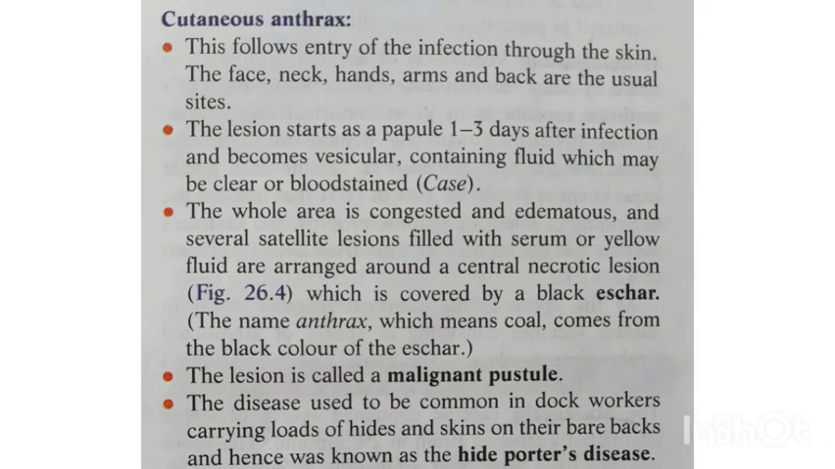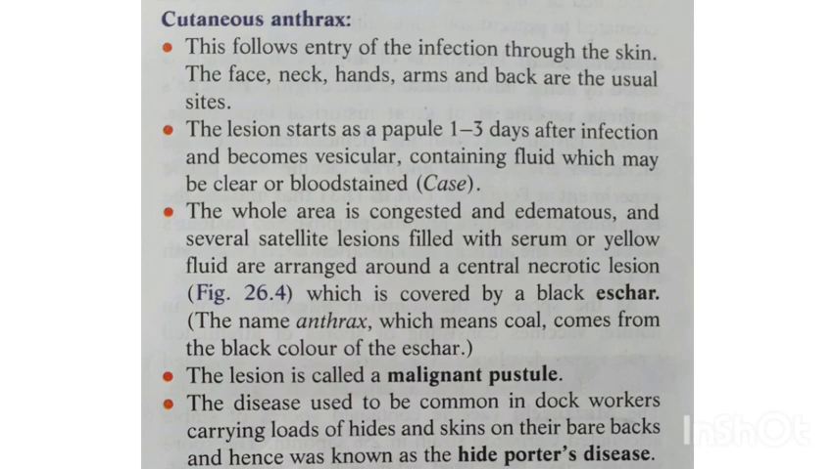First of all, cutaneous anthrax. In cutaneous anthrax, the infection enters through the skin, that is, the infecting bacilli enter the host body through the skin, mainly the skin of the face, neck, hand, arm, and back. These are the usual sites of entry. Then the symptoms start with the formation of a papule. A papule is a simple pimple-like projection. It is formed 1 to 3 days after infection, so 1 to 3 days is the incubation period.